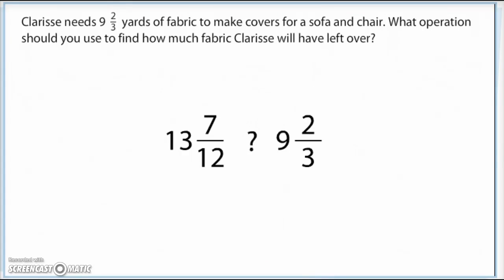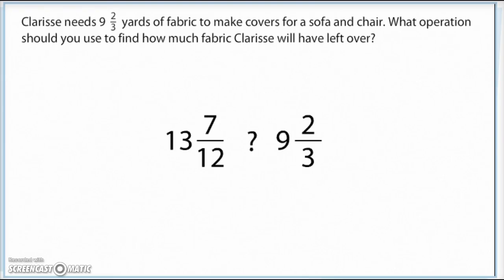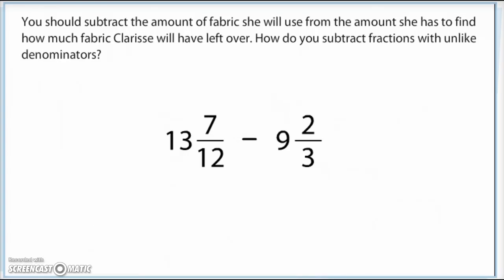What operation should you use to find how much fabric Clarice will have left over? You should subtract the amount of fabric she will use from the amount she has to find how much fabric Clarice will have left over.